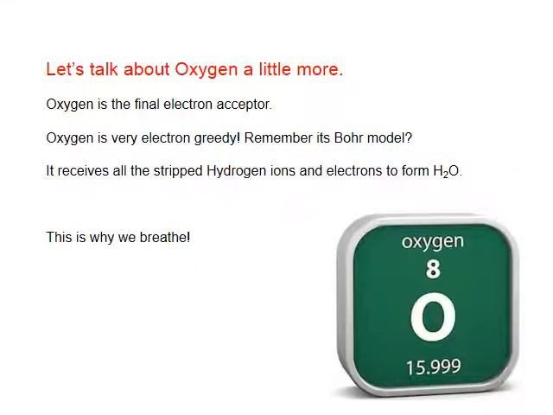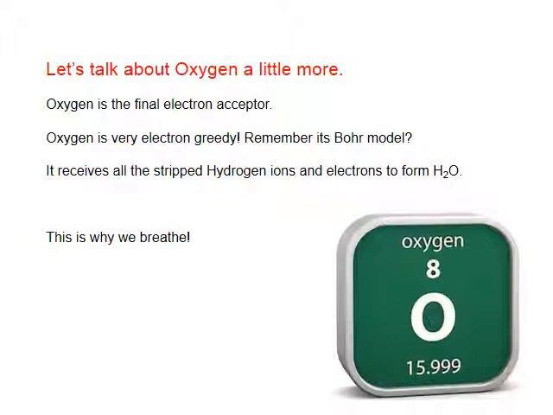So just a little bit more about oxygen. Oxygen is often referred to as the final electron acceptor because it is what is pulling all the electrons through the process. Remember, it's very electron greedy. If you think of the Bohr model, I gave you this cute little image of oxygen. If you think of the Bohr model of oxygen, it has 6 valence electrons, so it wants 2 more electrons. So it's very electron greedy.